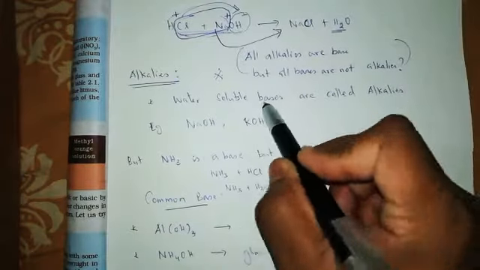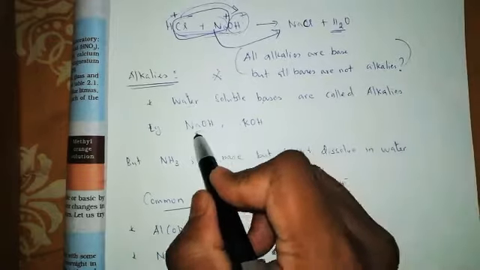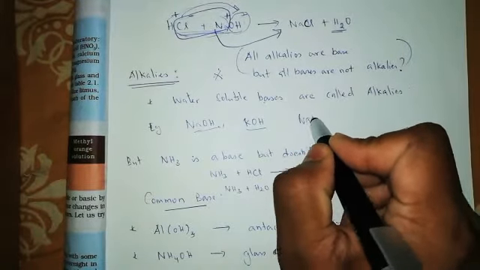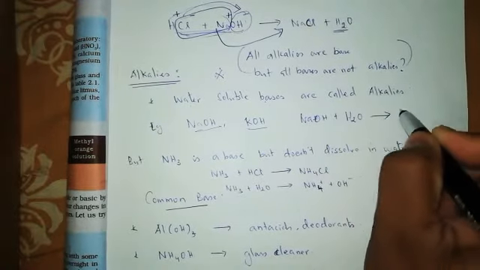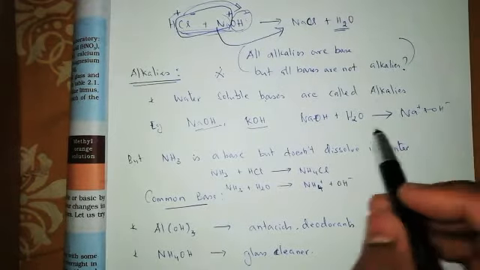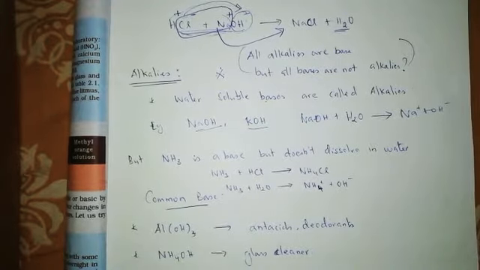Water-soluble bases are called alkalis. If a base like sodium hydroxide or potassium hydroxide is easily soluble in water, sodium hydroxide, when dissolved in water, gives Na plus and OH negative ions. That means it easily dissolves in water, and they are said to be alkalis.